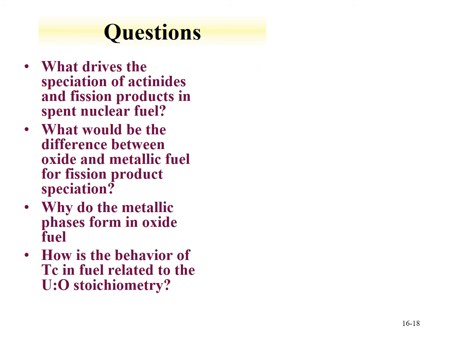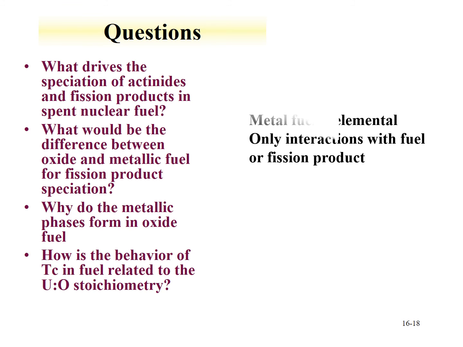So what would be the difference between oxide and metallic fuel for fission product speciation? Well, as we already mentioned, the metallic fuel has no oxygen. So for the metallic fuel, you're only going to have the reaction of fission products with uranium, so you may make some alloys, or you may make some binary phases, or the fission products can start interacting with each other, so you may have things like cesium iodide eventually form and react.